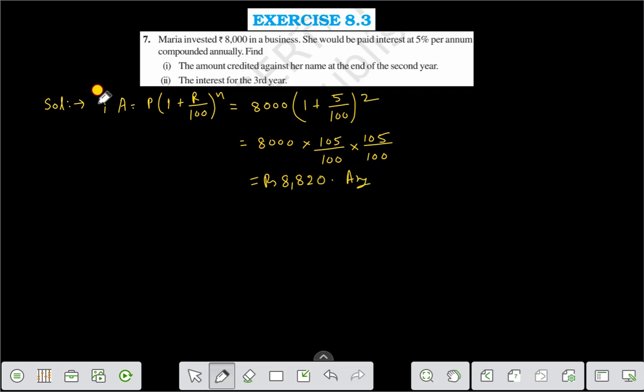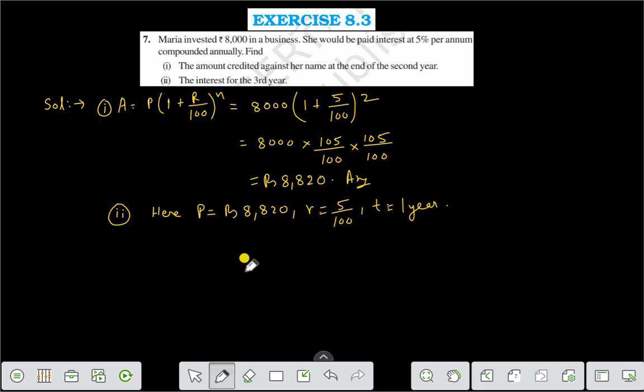Question number 2 is the interest for the third year. Here, the principal P is rupees 8,820. Rate of interest is 5% per annum, that is 5 by 100. And T is for 1 year because we have to find for the third year. That means you have to find the simple interest for this amount.